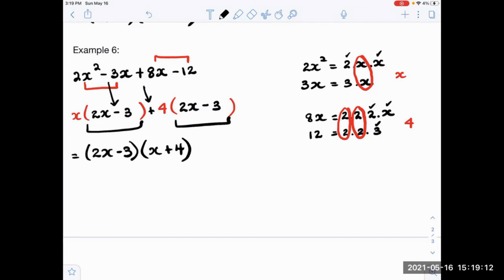So here I have completely factorized the expression into the product of two terms, right? And the product of two brackets. So join us next time as we look at the other two types of factorization.